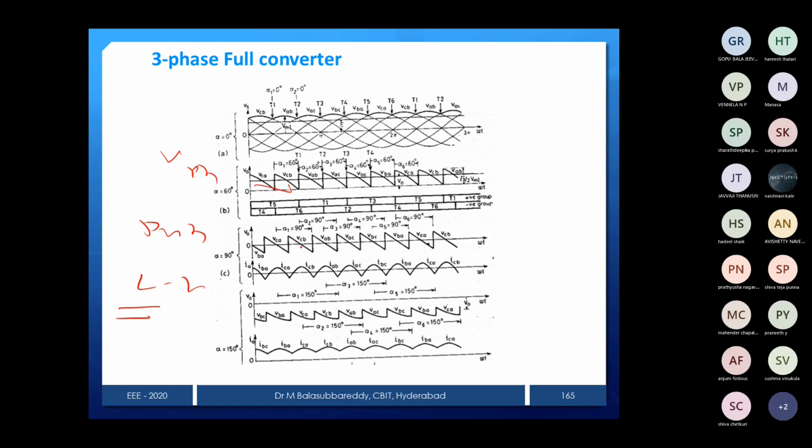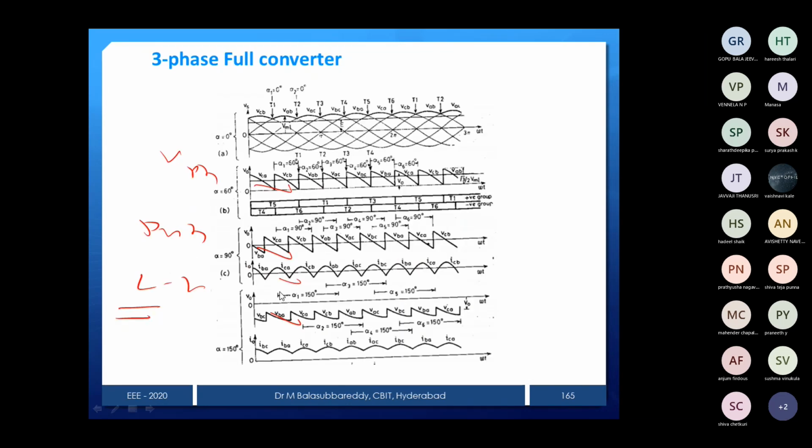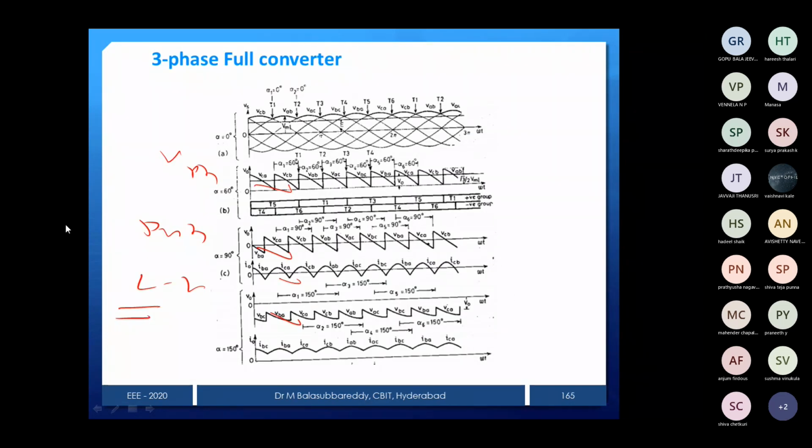Now these are the different values of alpha, the current waveform, and this is 150 degrees. All these things I mentioned. And this is the single 3-phase fully controlled rectifier or a 6-pulse converter. This one we call a 6-pulse converter or a 2-quadrant converter. So we'll see in the next class. If you have any doubt, you can ask me.